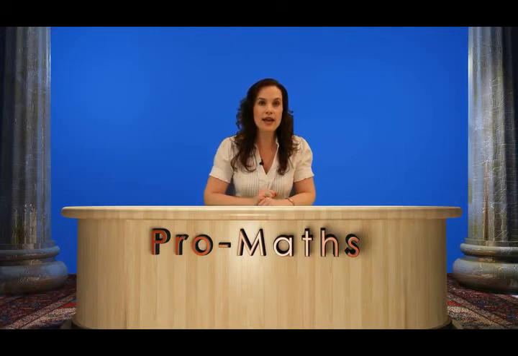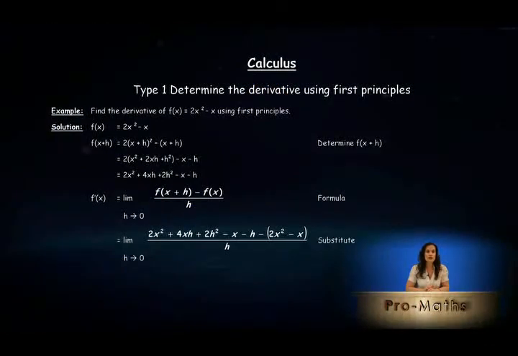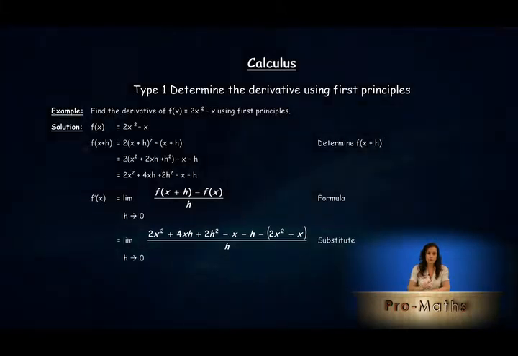Have a look over here at this first type. The question says determine the derivative using first principles, also called basic principles, also called your definition. Okay, so if you see any of those words, but most of the time they say first principles. Let's look at our first example. The question says find the derivative of f of x equals 2x squared minus x using first principles.